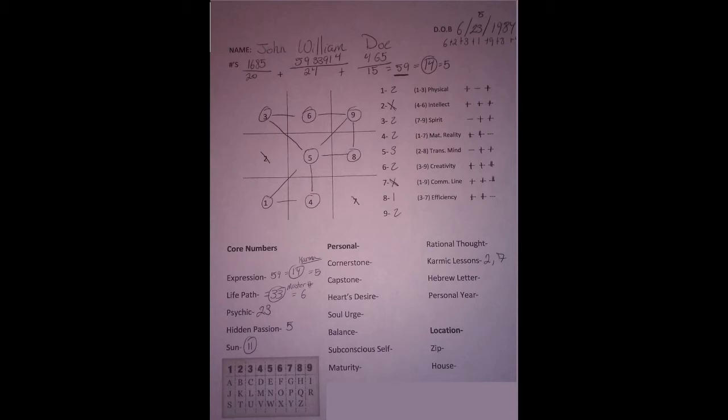But for now, let's focus on this name diagram. This name diagram shows us how energy patterns, that's what these are called, are made up in Mr. Doe's name. You'll see that we have the physical line is 1, 2, and 3. The intellectual line is 4, 5, and 6. The spiritual line is 7, 8, and 9, and so on and so forth.